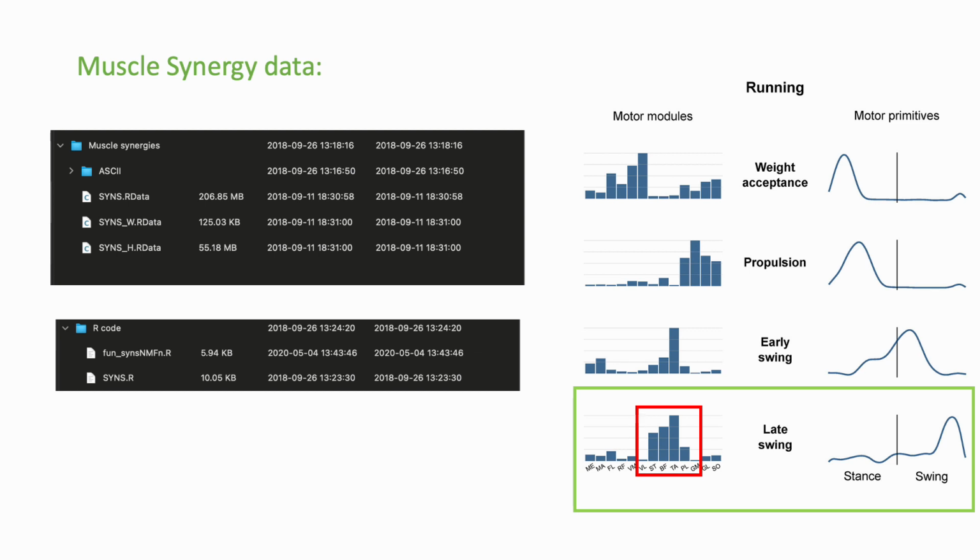There are 60,000 rows of data in two different files. First is SYNS_H_participant code for motor primitive data, followed by SYNS_W_participant code for motor module data, which can be found under the muscle synergy folder. More about the generation of muscle synergy from EMG data using NMF can be found under the R code folder, describing its implementation.